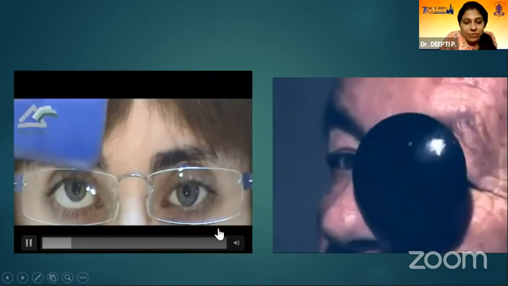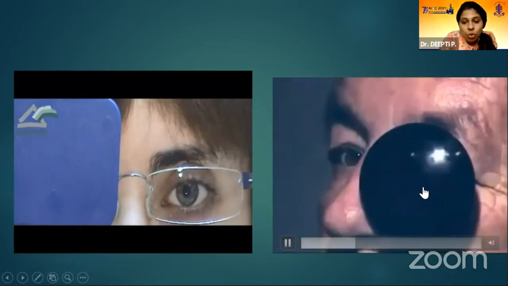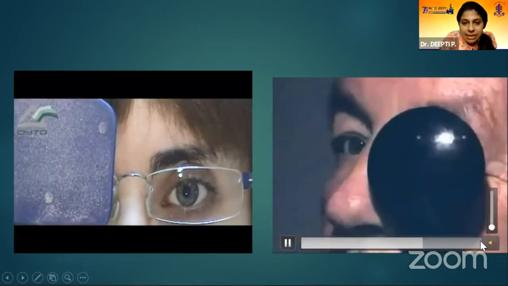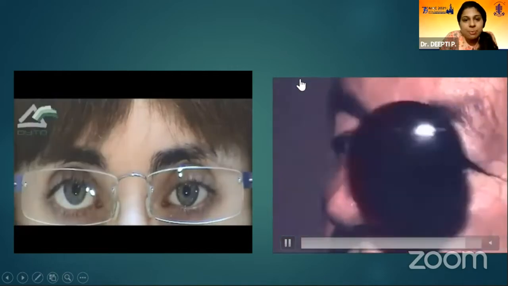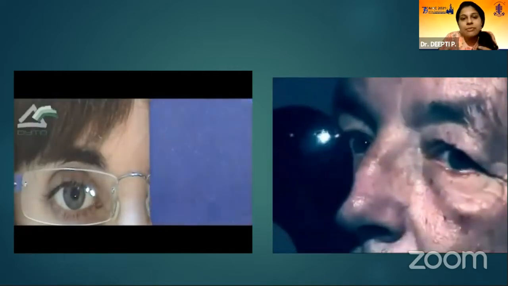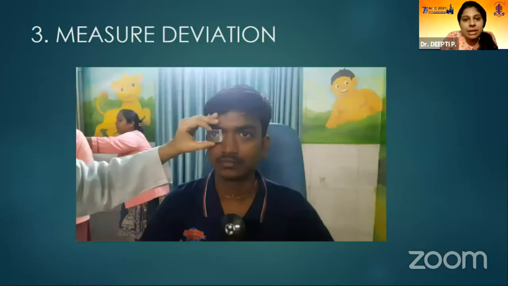For example, in both of these cases, there is an R over L, but in one case it is a DVD and in the other case it is an SO palsy. So just by performing a cover uncover test, we can find out the diagnosis. So the cover uncover test is a very important step which gives us a major amount of information just by doing a simple test with a lot of concentration in the OPD.